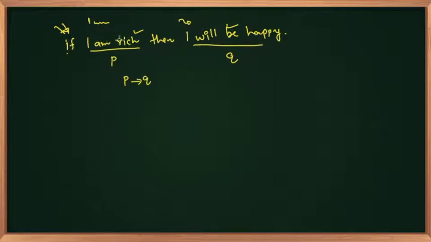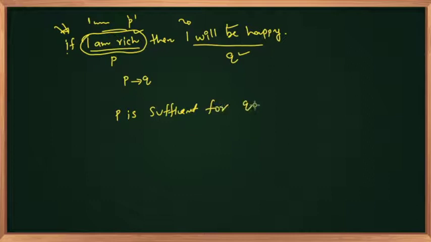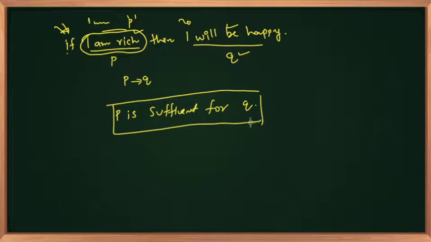So I can say that this condition is sufficient for me to be happy, right? But this is not necessary. See, without being rich also, I can be happy. So this condition is sufficient for me to be happy, right? So we can write as P is sufficient for Q, okay? So remember that whenever you have P sufficient for Q, then that means we have the implication P implies Q.